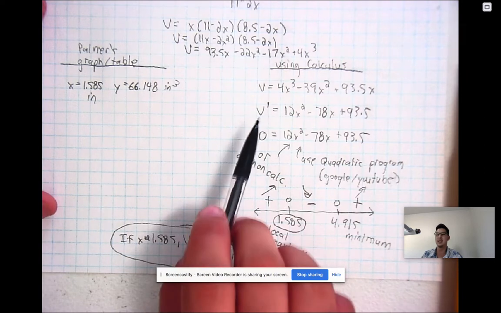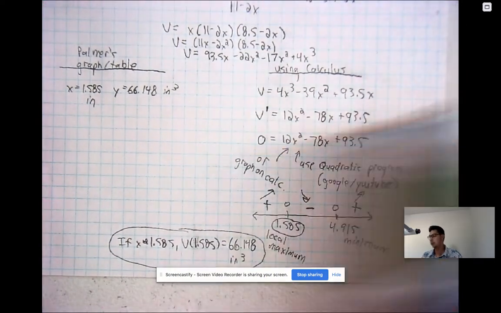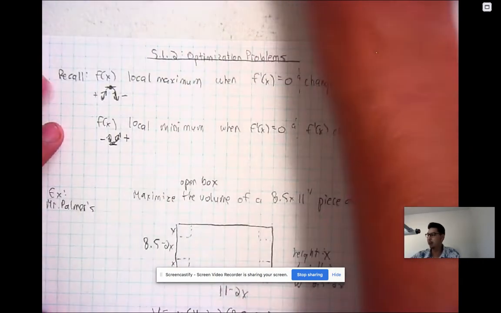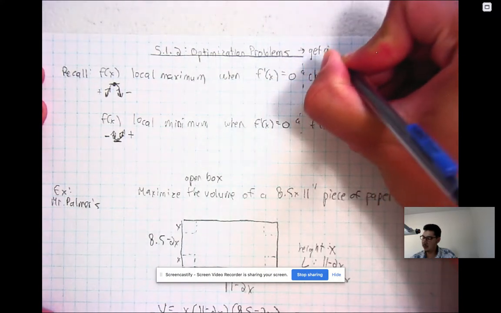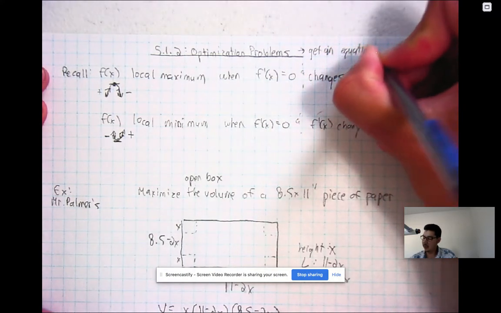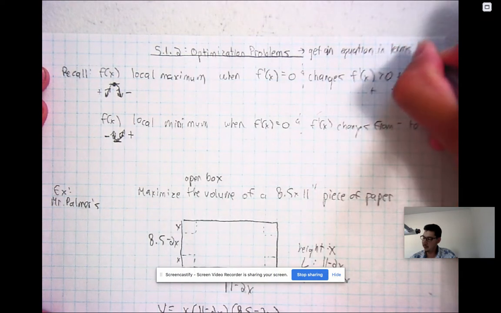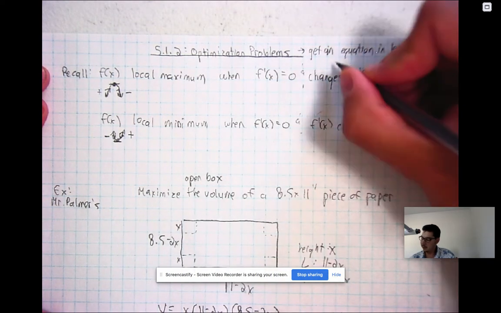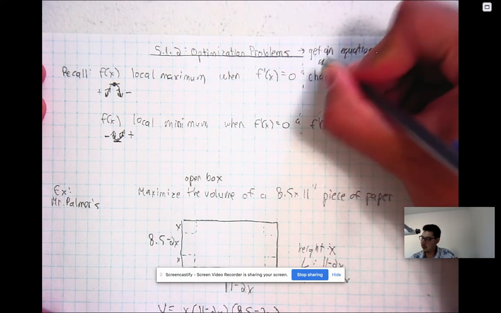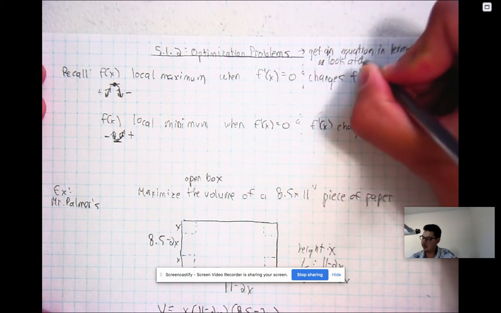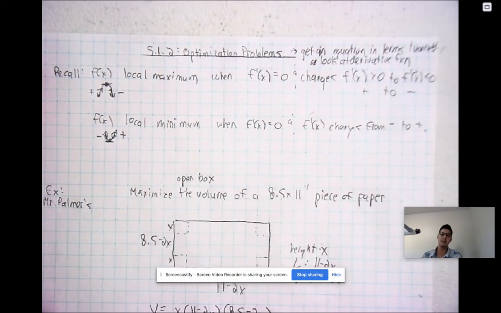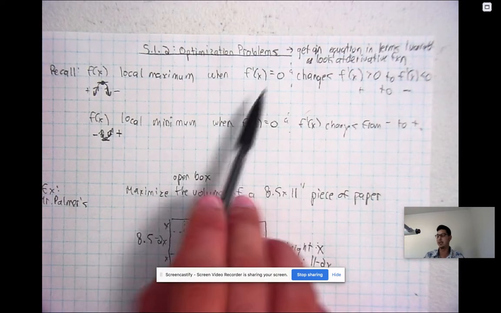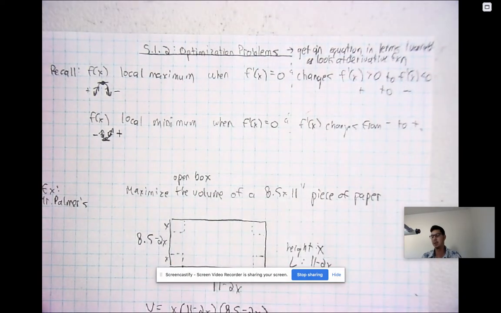By understanding that we can just look at its derivative, its rate function. So there it is, optimization problems. Yours will be slightly different than this, but the idea is to get an equation in terms of one variable, then look at its derivative function. That will help give you your maximums if you look at where it is 0 and changes from positive to negative. Very awesome.